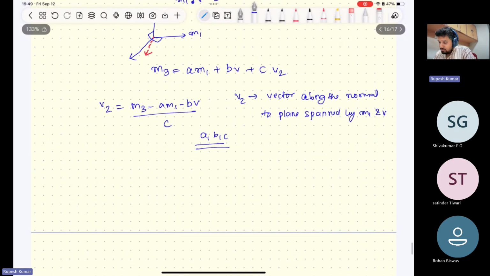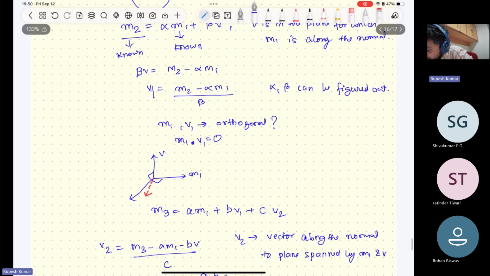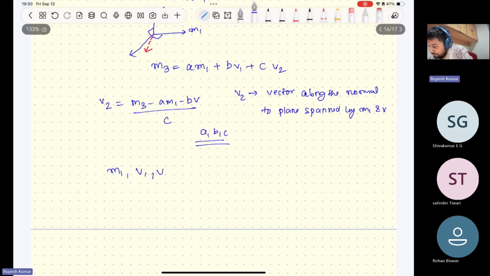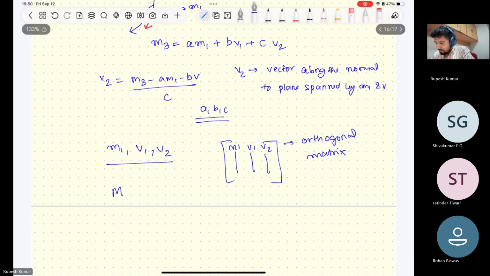So now if you do this, you get three sets of vectors. One is m1, another one is v. Let's call it v1 everywhere. Let's replace it. This is v1. So m1, v1 and v2, all three are orthogonal. And if you put it in matrix form, you get m1, v1 and v2. So if all three are orthogonal, this will be an orthogonal matrix, right? Right, everyone?